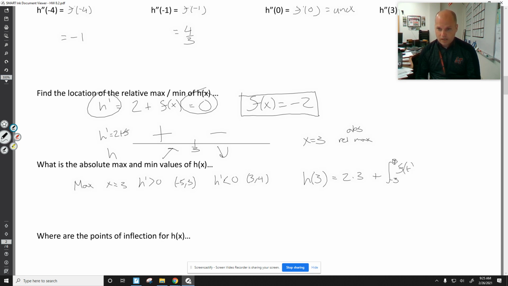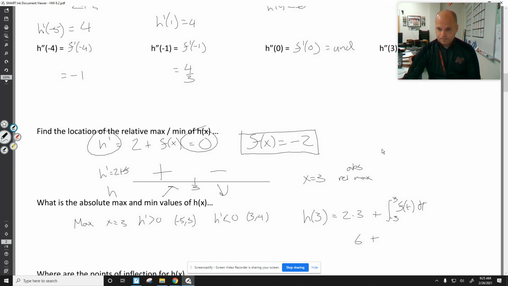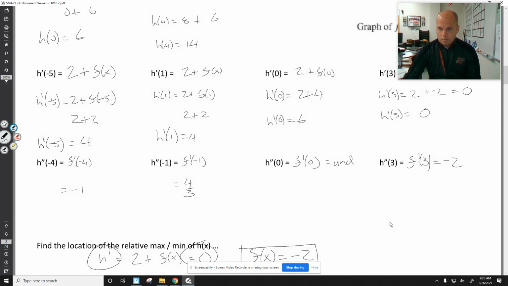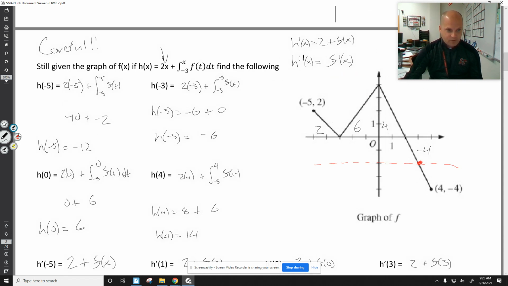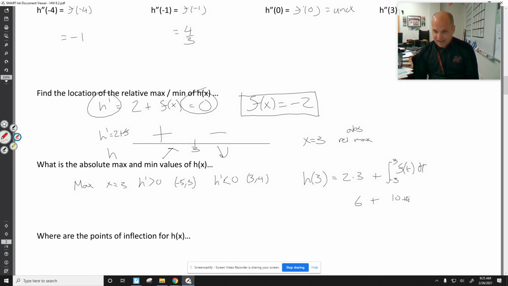It becomes a little bit more complicated of a calculation. This is 6 plus, from negative 3 to 2, this area was 10. But from 2 to 3, I need to find the area of this triangle right there. I'm over 1, down 2, so this is down 1. That's negative 1. So 10 plus negative 1 is the area from negative 3 to 3. This gives me 6 plus 9, which is 15. That's the absolute maximum value.